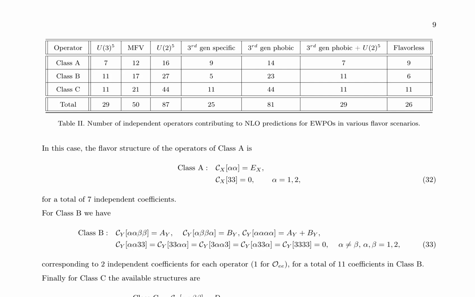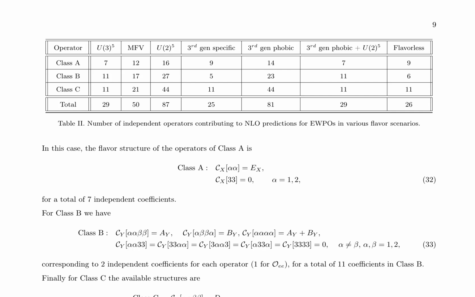The authors classify operators in the Standard Model Effective Field Theory (SMEFT) into 3 classes, A, B, and C, based on their flavor structure, which affects the number of independent coefficients contributing to next to leading order (NLO) predictions for electroweak precision observables (EWPOs). In the flavorless scenario, 26 coefficients contribute to EWPOs.